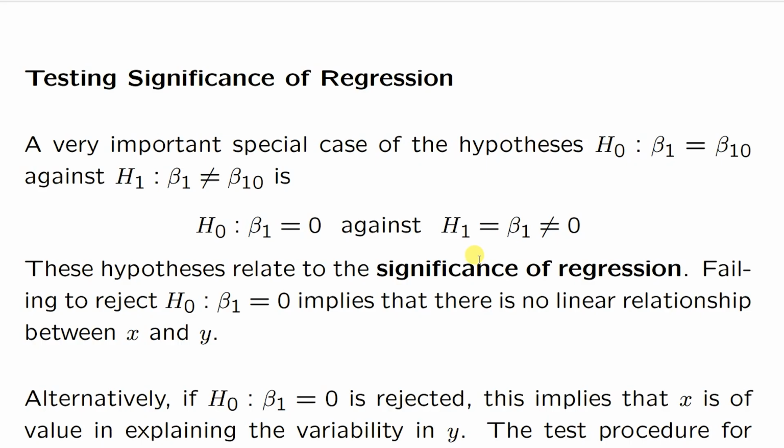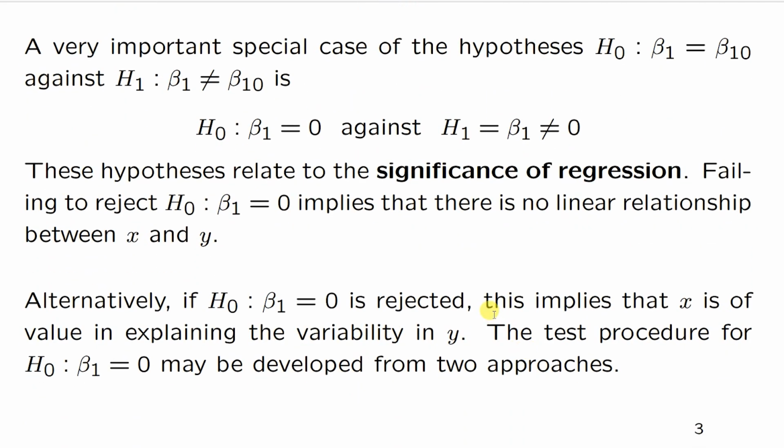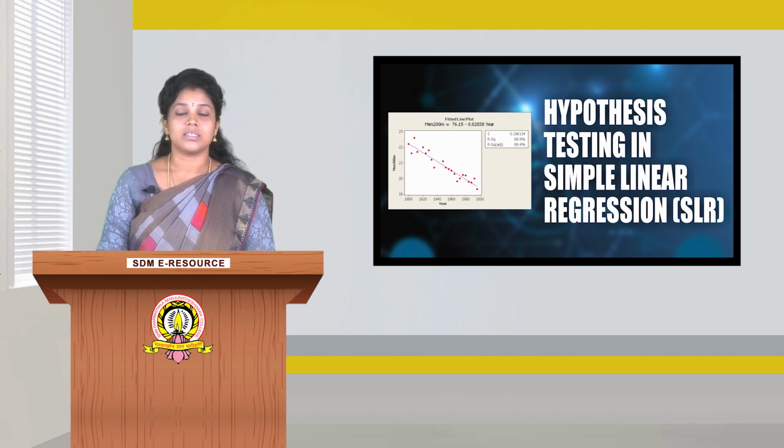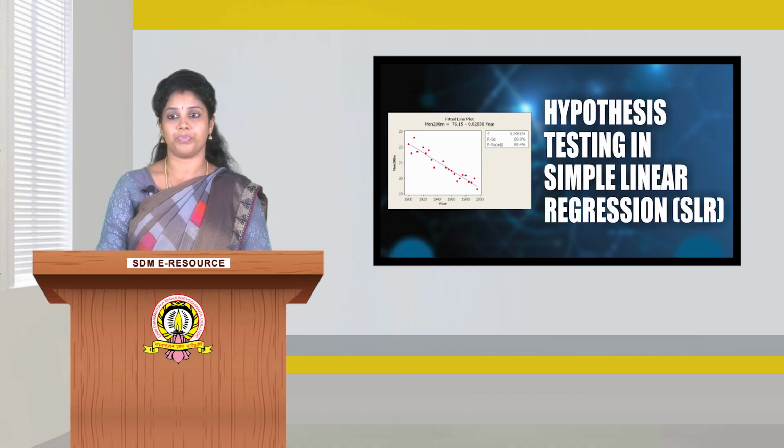Here if the null hypothesis is rejected, then this implies that the regressor variable x is of value in explaining the variation in the response y. Suppose the null hypothesis H0 is not rejected, then it implies that there is no linear relationship between x and y. So in order to carry out this testing of hypothesis, we have two approaches. One is based on t-test and another one is based on f-test.